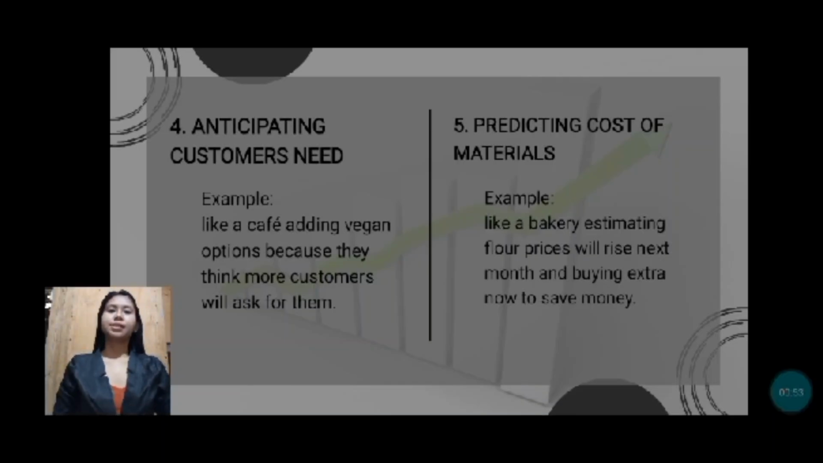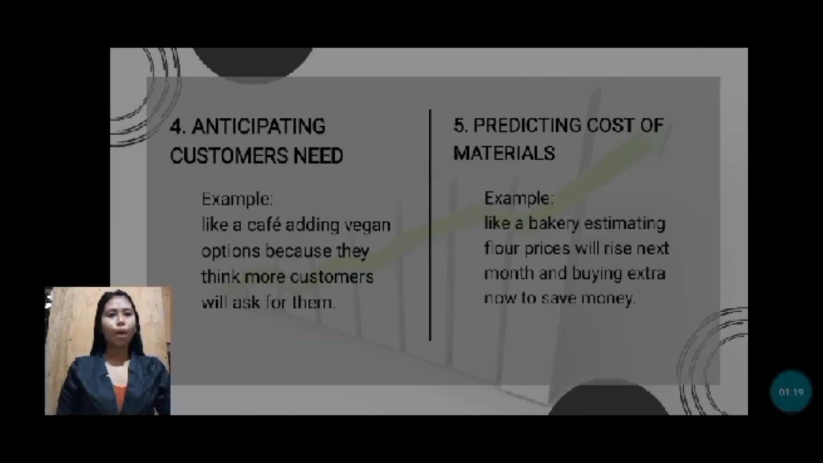Anticipating customer needs in operations management means guessing what customers will want next, like more eco-friendly packaging. So business can plan production, stock, and services to keep them happy. For example, like a cafe adding vegan options because they think more customers will ask for them. So that's anticipating customers' needs.